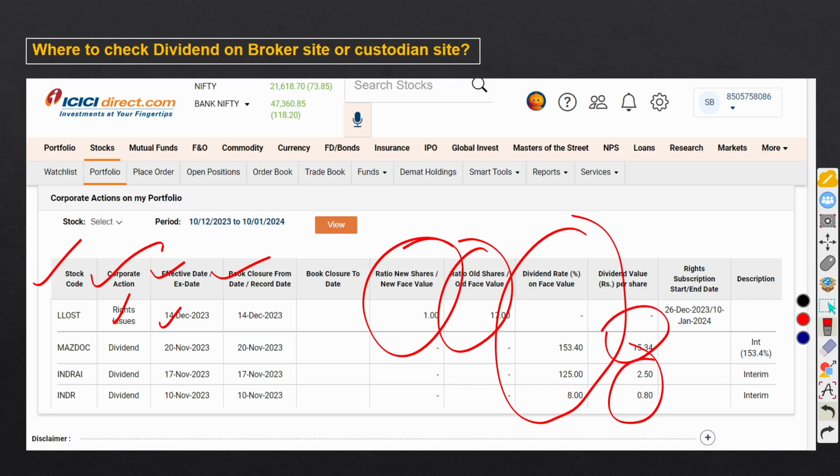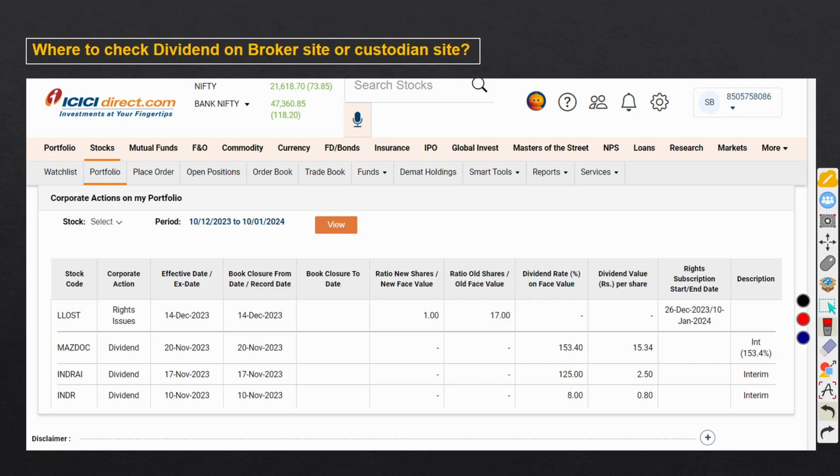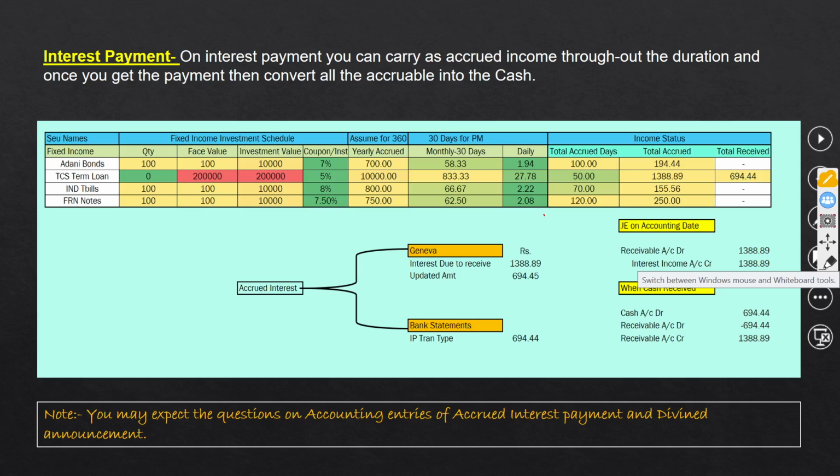So same information you can feed into your accounting system, and you can cross verify it. All right. So you can also check the ratio and everything, and accordingly you can update your accounting system. So you can test this with your internal accounting applications also if you have anything. So it was all about the dividend part.